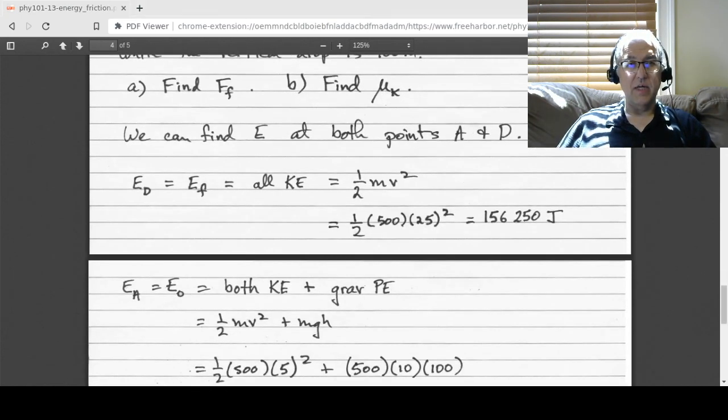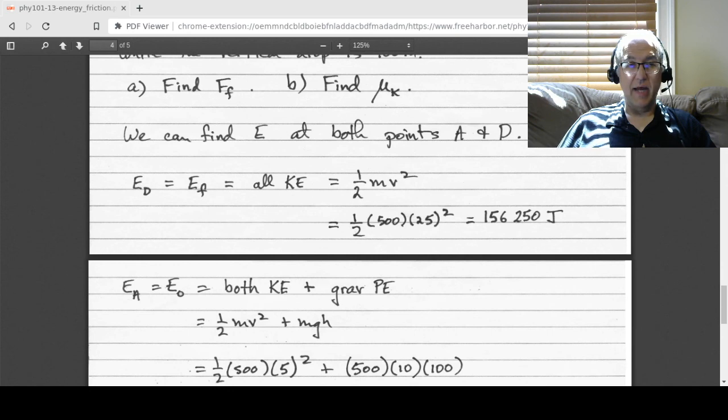And so the total energy at the bottom, the total final energy, it's just 1/2 mv squared, and plug in the numbers at that point. M is 500 kilograms, V is 25 meters per second, and that turns out to be an energy of 156,250 joules. Okay, a little over 156 kilojoules.